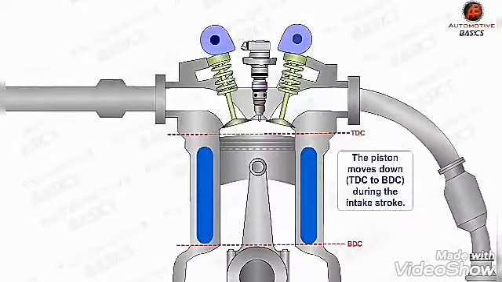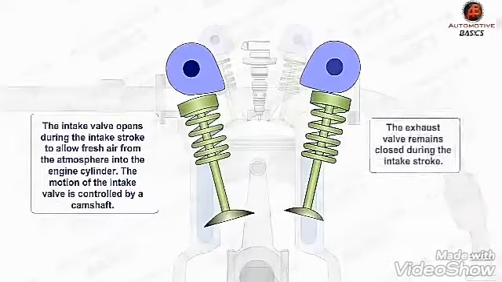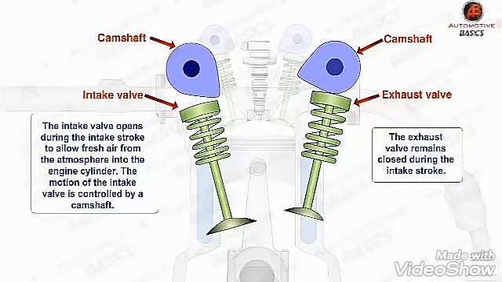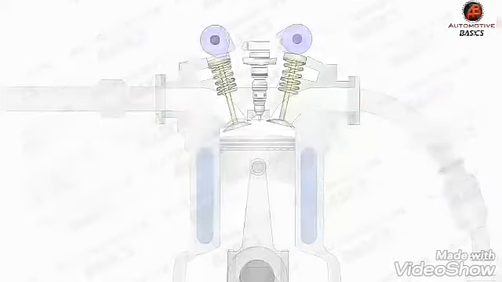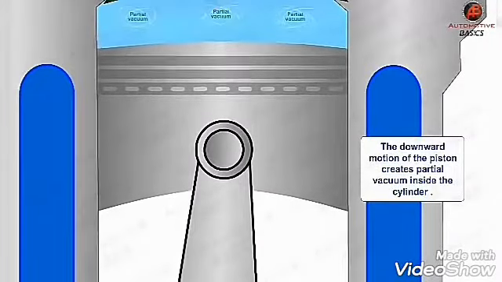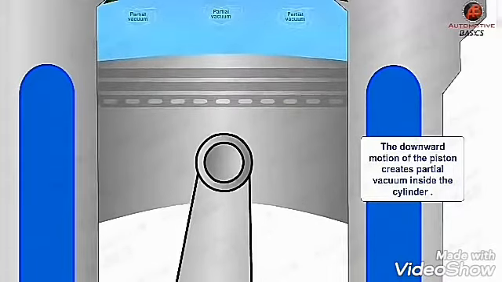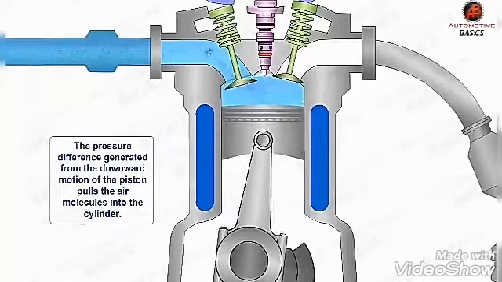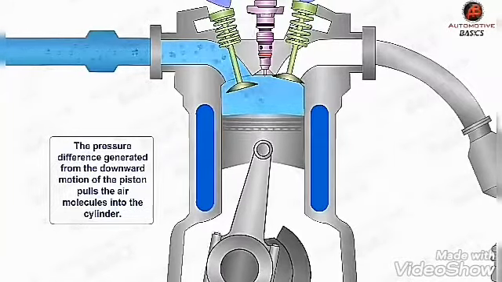During the intake stroke, which is sometimes known as the suction stroke, the intake valve is closed and the exhaust valve is closed, and the piston begins its downward journey from top dead center, which is known as TDC, to bottom dead center, which is known as BDC. When the piston begins to go down, it creates a partial vacuum on top of it, making a lower pressure than the atmosphere.